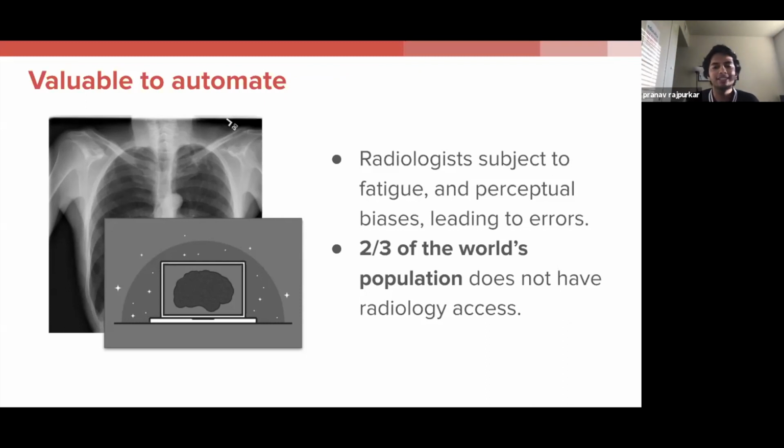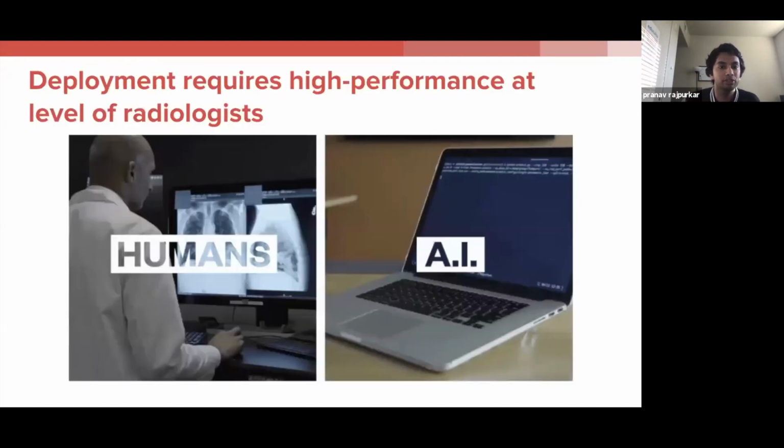And then the second important statistic here is that just two-thirds of the world's population does not have radiology access. That's crazy to think about, that in some parts of the world, there's a couple of countries where there are fewer than 10 radiologists in the whole country. And these are countries that contain millions of people. So that's pretty big if we're able to automate in those regions.